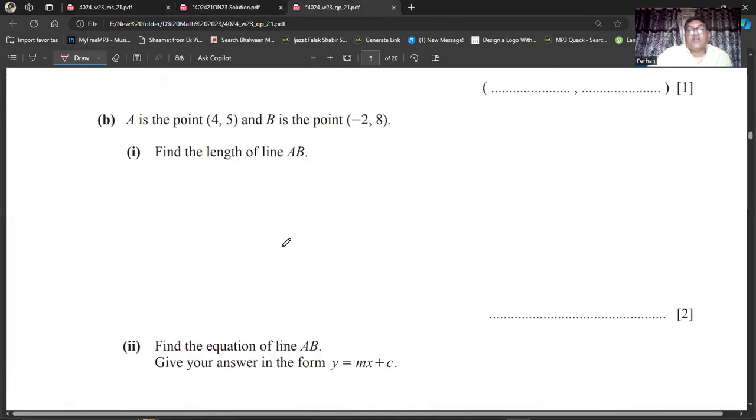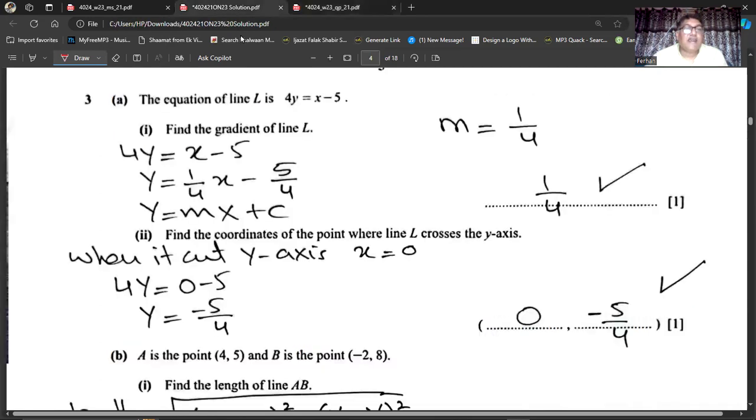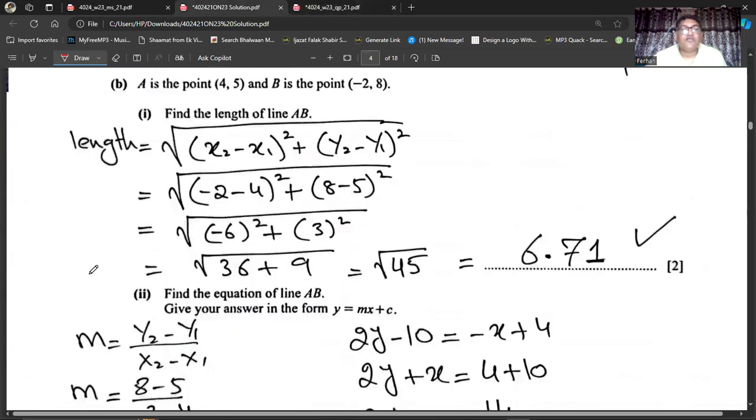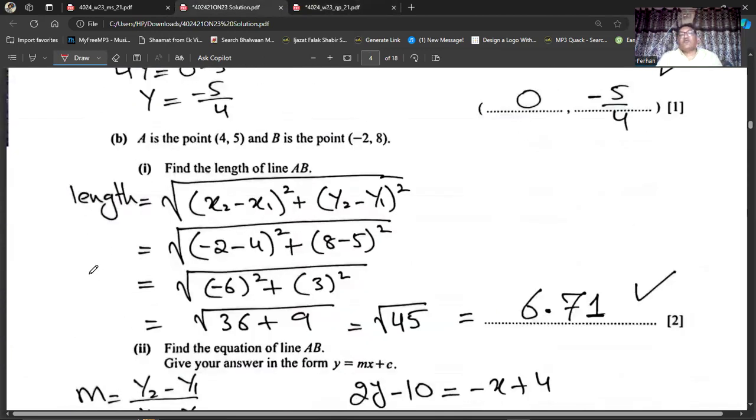Okay, now we are going to question number 3, B part. He says A is the point (4, 5) and B is the point (minus 2, 8). Find the length of AB. Now here they are asking you to find the length. So we have the formula for the length. We also call it the distance formula. The formula is x2 minus x1 whole square plus y2 minus y1 whole square, and you take the square root of the whole thing.